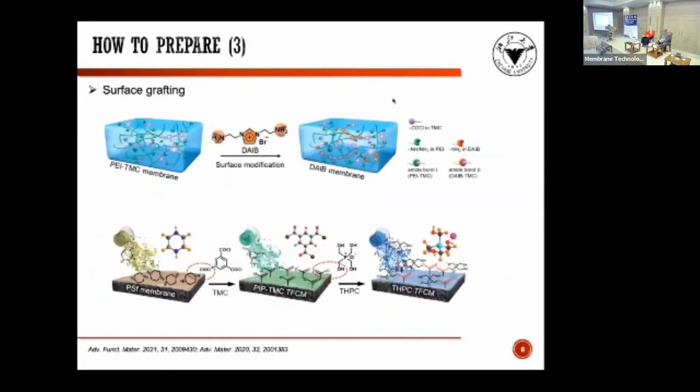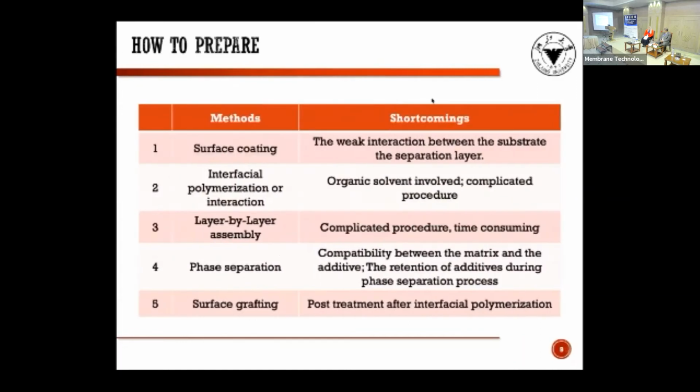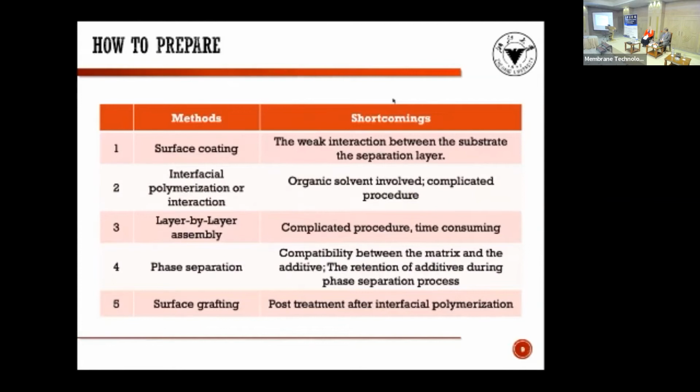The final method is surface grafting. Due to the reactivity of the acyl chloride group after interfacial polymerization, several works focus on surface grafting via a reaction between the acyl chloride and the amine groups or hydroxyl groups. I have summarized the shortcomings of the above-mentioned methods. Due to the limited time, I won't repeat these words.